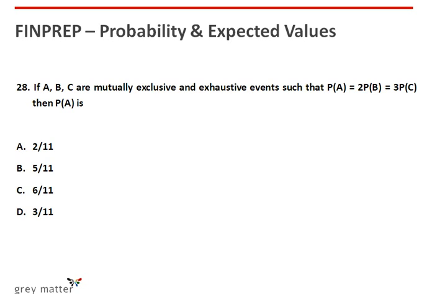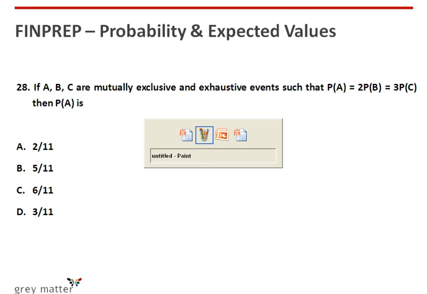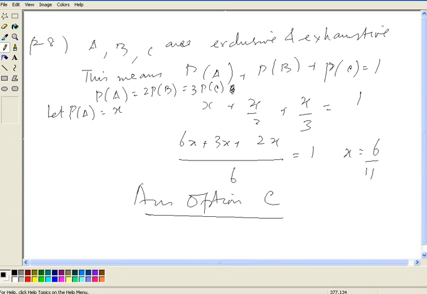as per the work area, A, B, C are given to be exclusive and exhaustive. This means P of A plus P of B plus P of C equal to 1. Given that P of A equal to twice P of B equal to thrice P of C, let me take P of A equal to X, because we need to compute P of A.